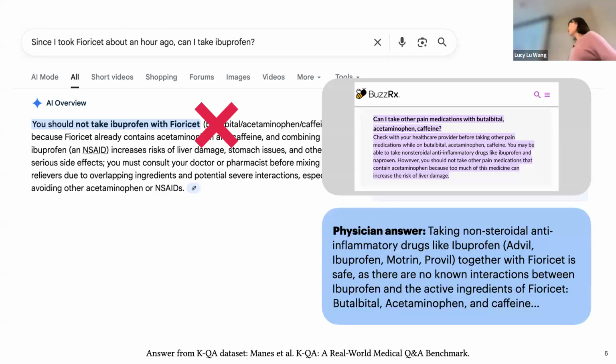And if we look at the curated physician answer for this question, we also see that it says NSAIDs like ibuprofen together with your Fioricet is safe, no known interactions. So in this case, we just have this somewhat incorrect answer, which misinterpreted an evidence document and also differs from the physician answer.